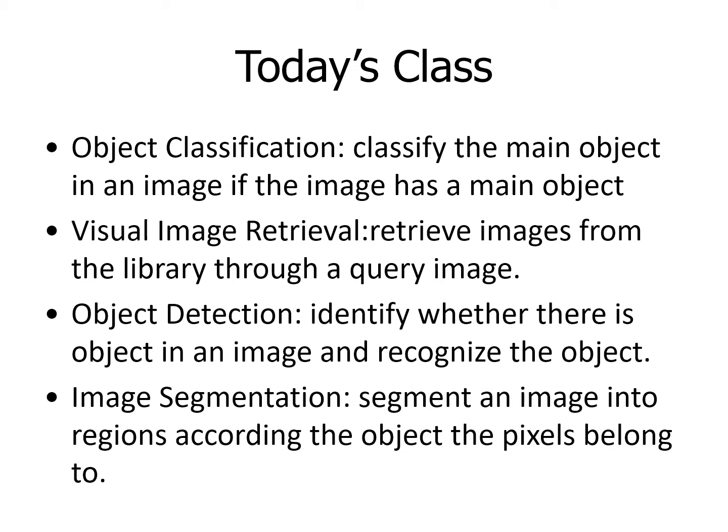We need to have a few terminologies which we usually use in computer vision. The first one is object classification. It means that in an image there will be only one object, or one important object. Then we need to know what this object is.